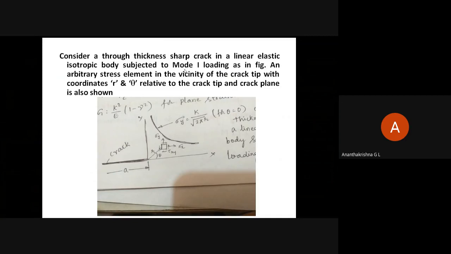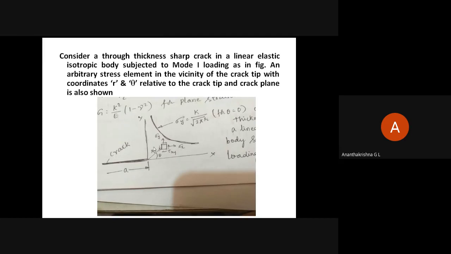So consider a through thickness sharp crack. This is the sharp crack in a linear elastic isotropic body subjected to mode one. Mode one is nothing but tensile loading. An arbitrary stress element is taken here in the vicinity of the crack tip. This is the crack tip, with coordinates r and theta relative to the crack tip, and the crack plane xy is also shown.